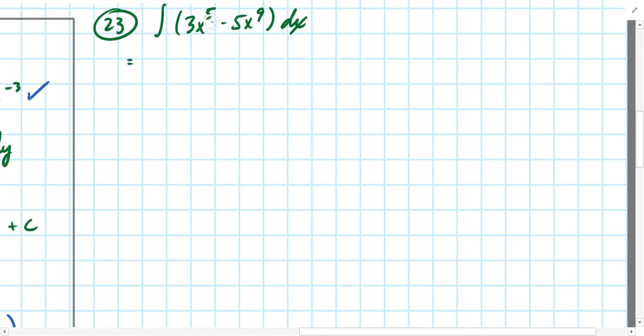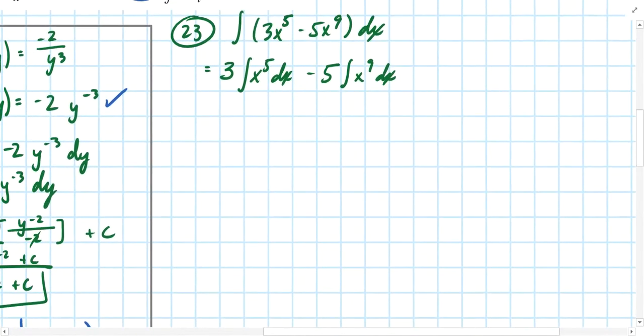Now I'm going to do two steps at once. I'm going to treat these as two separate integrals, and I'm going to move the constant to the front. So I'm going to say that this is 3 times the antiderivative of x to the 5th power with respect to x minus 5 times the antiderivative of x to the 9th power with respect to x. So I split this into two integrals because of the sum property for integrals, and then I also moved the constant multiplier to the front of each as well.